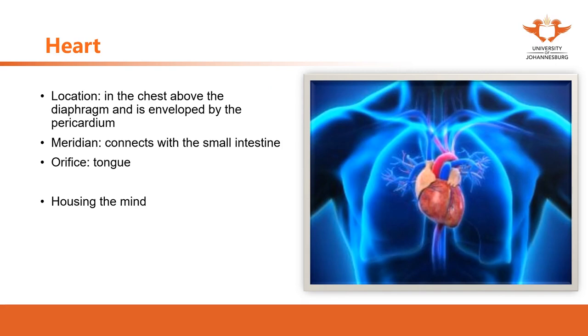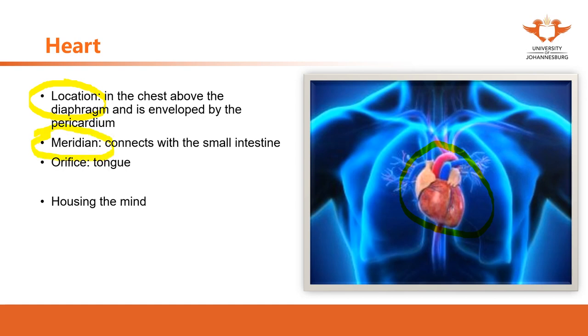The first Zang organ that we are going to introduce is the heart. The heart, located in the chest above the diaphragm, is enveloped by the pericardium. When you see the location, you will understand that when we talk about the organs, the heart, we actually refer to the heart in the anatomy. So the physical heart in Chinese medicine is exactly the same as the one in anatomy. However, the function of the heart includes different functions from the conventional medicine.